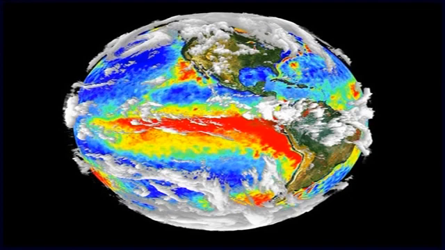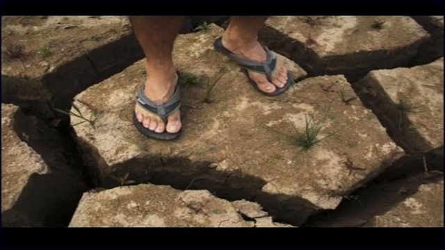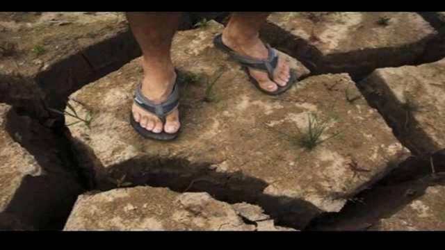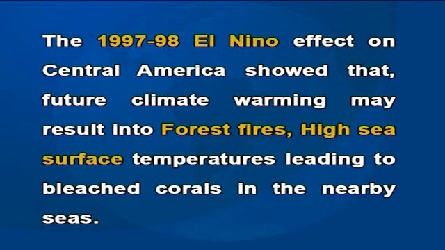Central America is very much influenced by climate change. Climate change predictions show a warmer climate and less rainfall, which is bad for agriculture and the survival of many species. The coral reefs are also threatened by warming. The 1997-98 El Niño effect on Central America showed that future climate warming may result in forest fires and high sea surface temperatures, leading to bleached corals in the nearby seas.